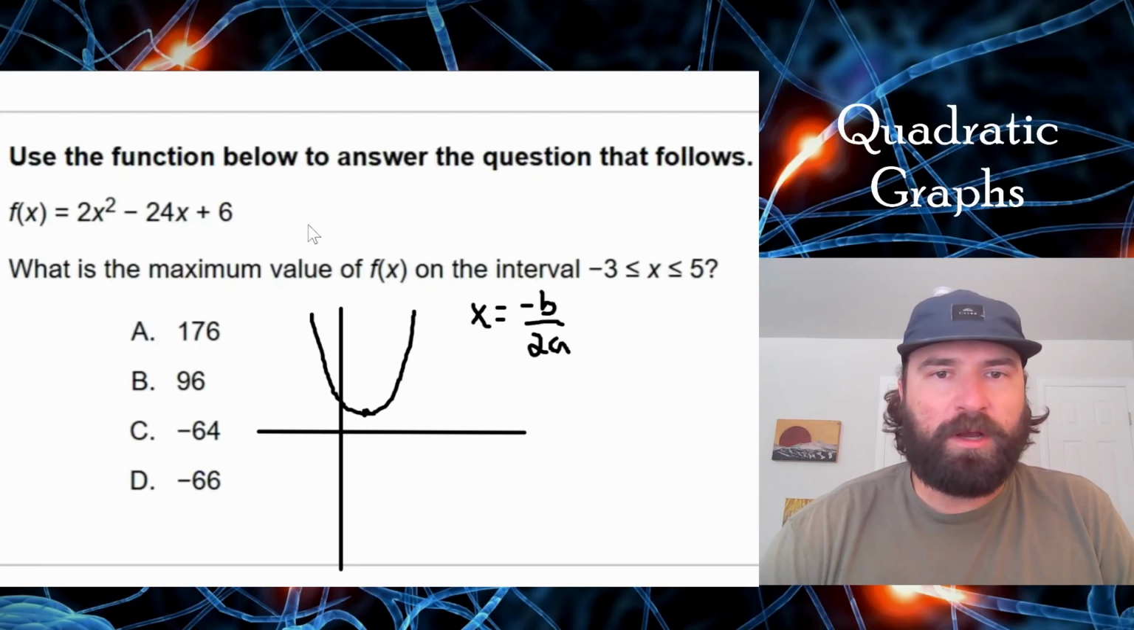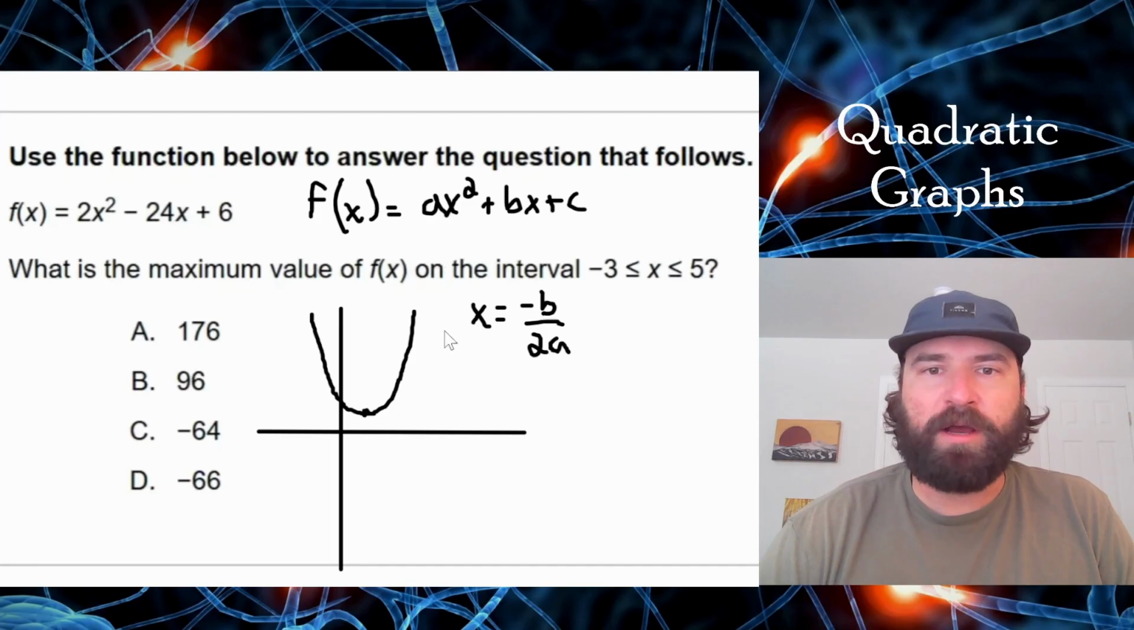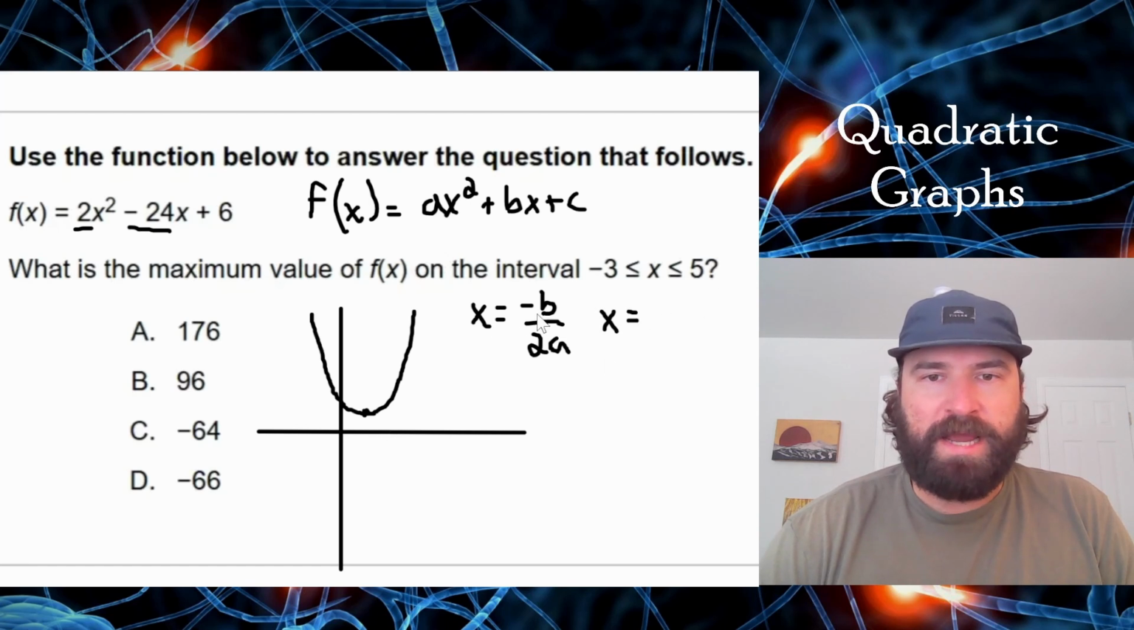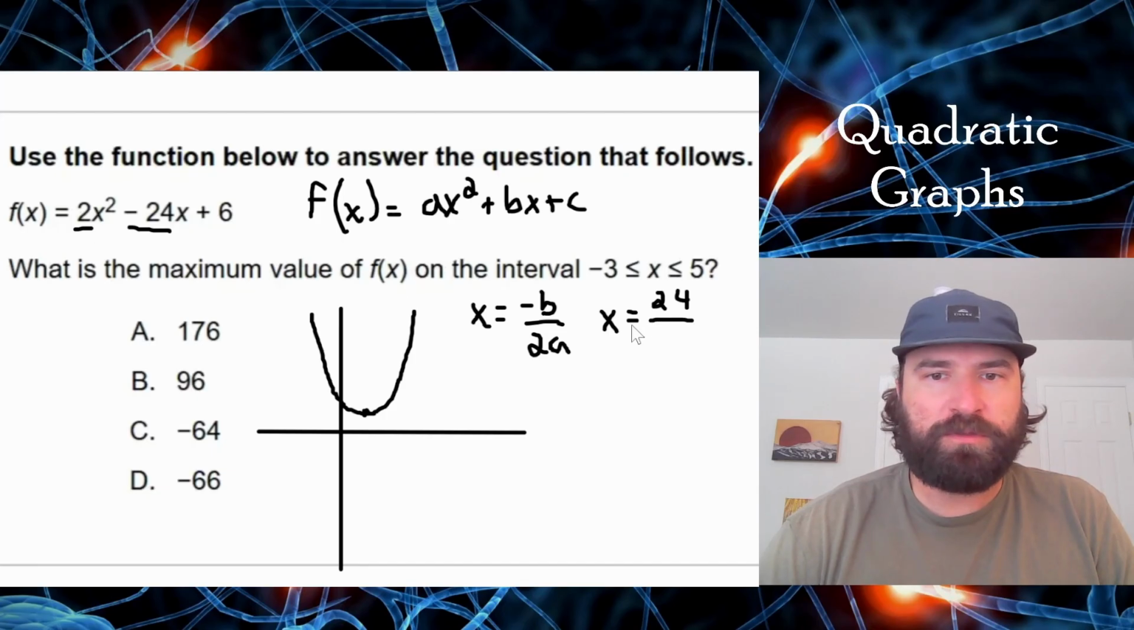So the standard form of a quadratic is that f of x is going to equal ax squared plus bx plus c. So that's where this b and the 2a are coming from. So we can see that a is 2 in this equation and b is -24. So to figure out the x value of our minimum, we'll take -b, or -24, which is going to just end up being +24. Put that over 2a, so 2 times 2, which is going to end up being 4. So our x value of our vertex is going to end up being 6.